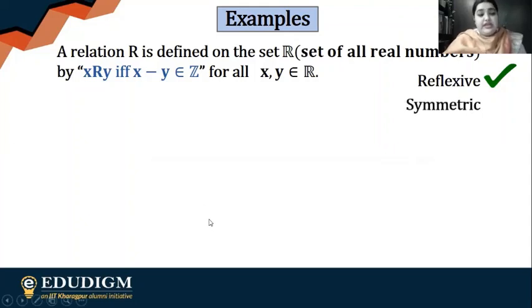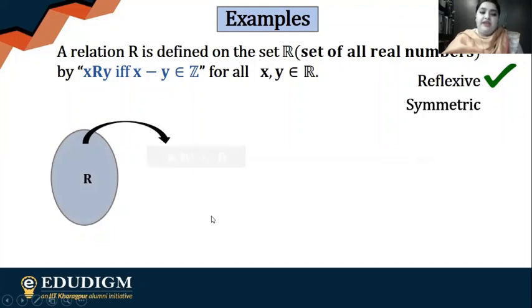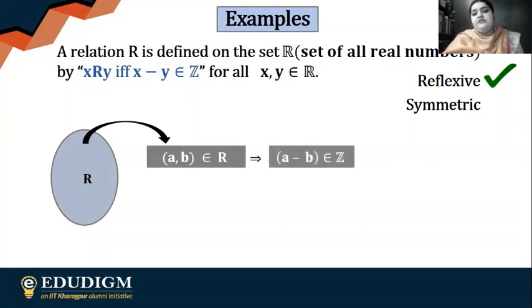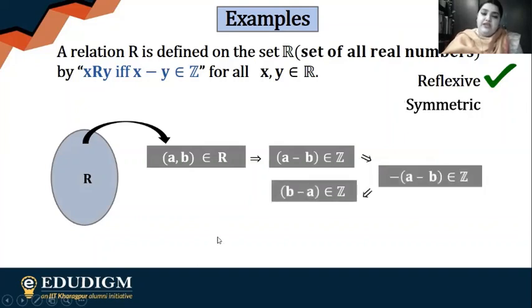Next, we are going to check whether it's symmetric or not. For symmetric, again, you know the general rule here. I'm going to start with the pair A comma B. So for A comma B, what is the basic definition of the relation? A minus B is an integer. Now you know that A minus B is an integer implies that B minus A is also an integer, because that is nothing but the additive inverse of that. So we can definitely say that B minus A is also an integer.